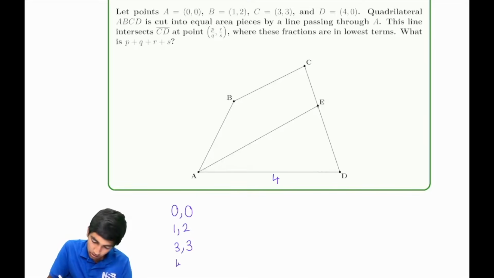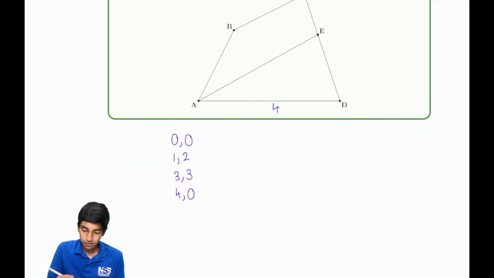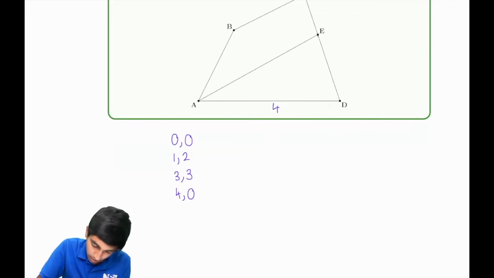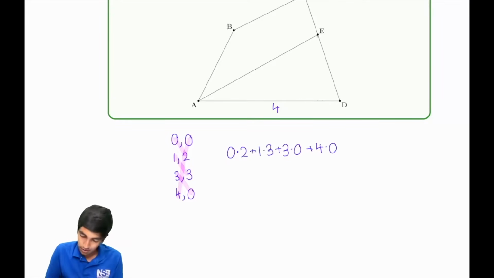1, 2, 3, 3, 4, 0. We write them all out in a line, just like that. And then after, we just do our connecting lines. So this, this, this, and this. And if it's 0, don't worry. Just 0 times 2, plus 1 times 3, plus 3 times 0, plus 4 times 0. There's a lot of zeros here, so this is nice and easy on our part. Just 3.